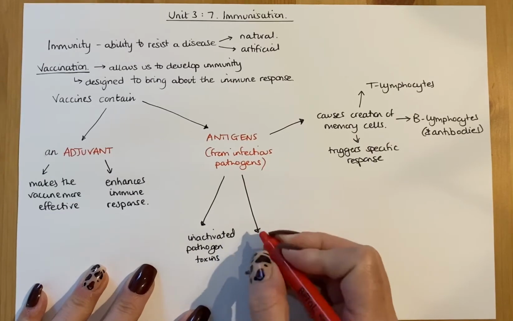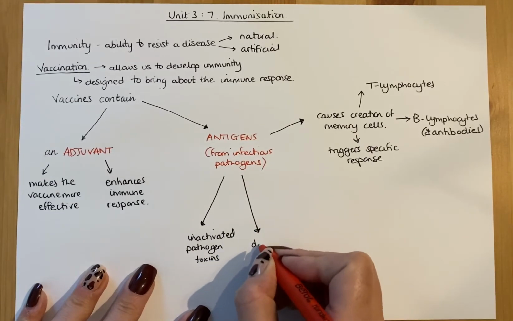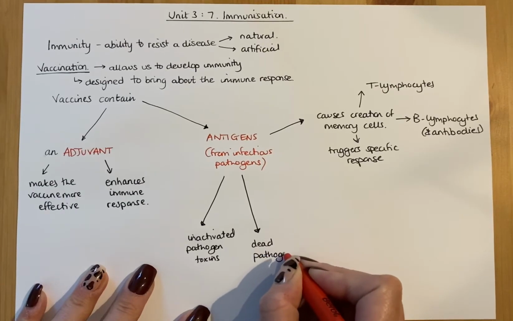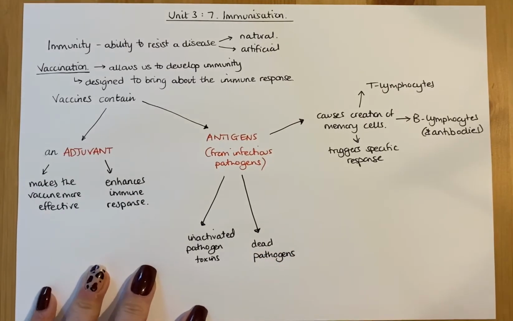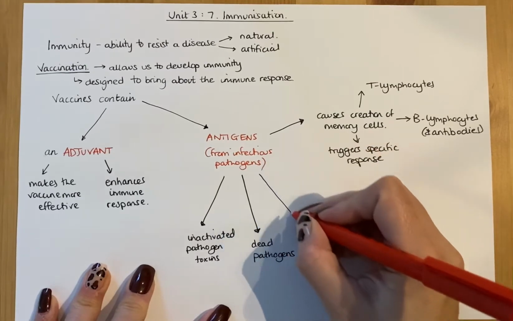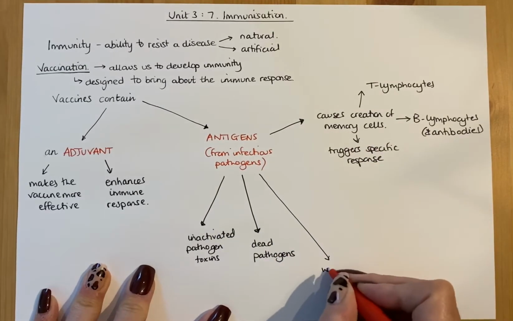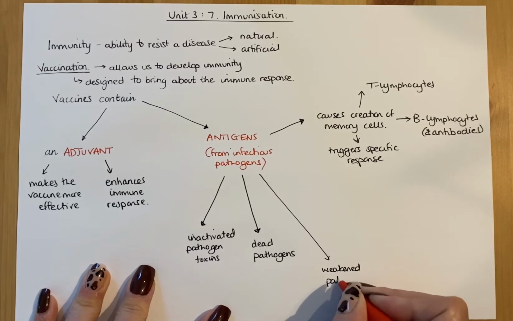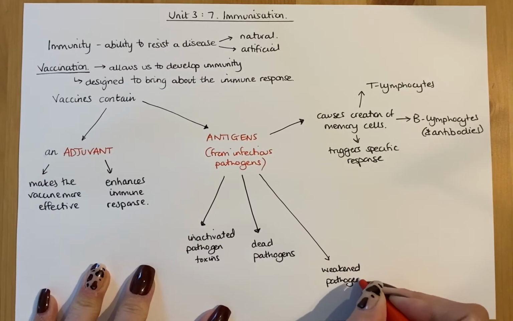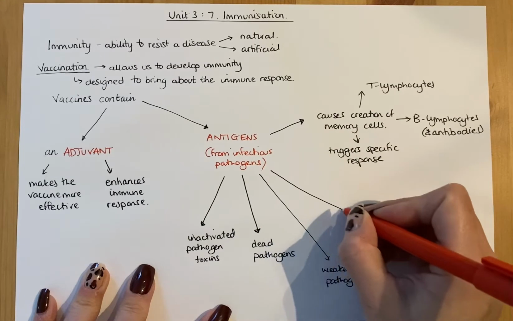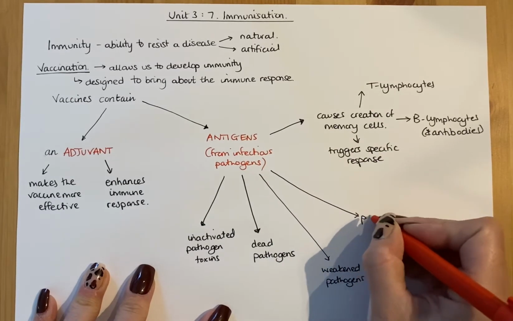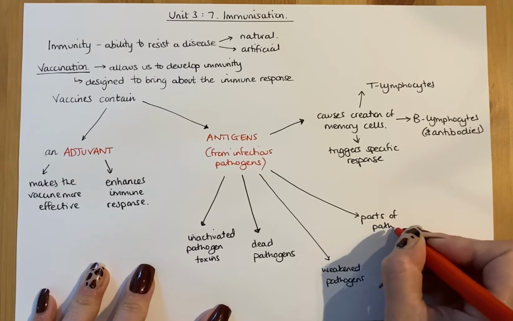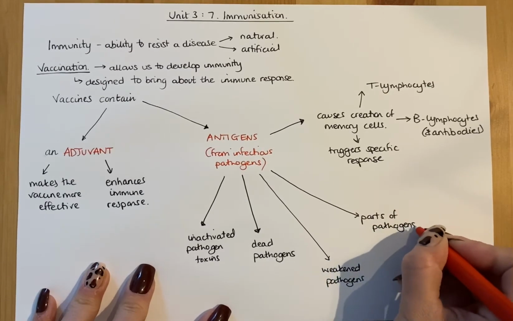They can be dead pathogens. So we've killed them, but they still have their intact antigens, so that your body thinks that it's been infected and launches an immune response. We can have weakened pathogens. And lastly, we can just have parts of pathogens. So you could just have the surface of it with just the antigens on it, and that would be fine too.